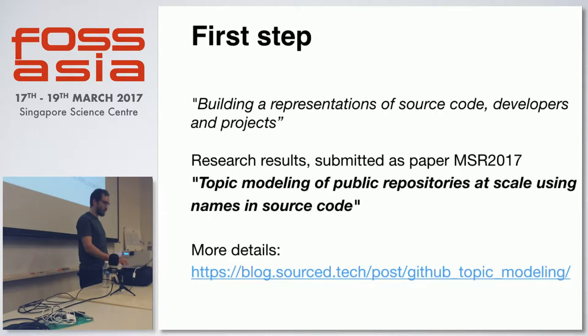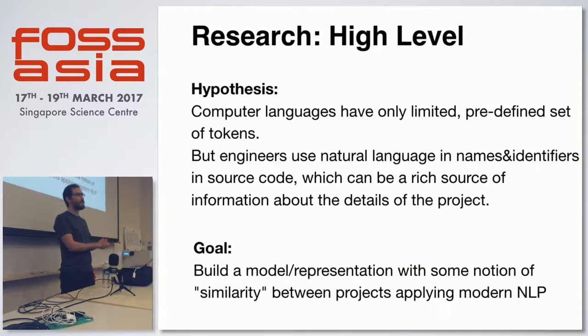Let's go into details on what representation means here. At a high level, we have the hypothesis that there is source code written in different languages, but each language has just a predefined set of tokens. Other than that, it has things like names and identifiers, which are basically natural language, and that could be a resource of information describing each project. The goal is to build some kind of model or representation, which is what we refer to here, that exhibits some notion of similarity between those things.